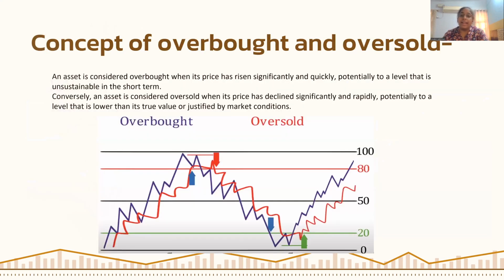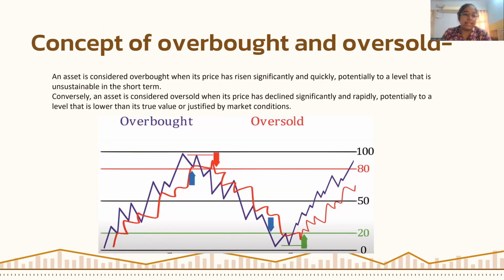Now let us understand the concept of overbought and oversold. What is overbought? An asset or a stock is considered overbought when its price has risen significantly and quickly, potentially to a level that is unsustainable in the short term.